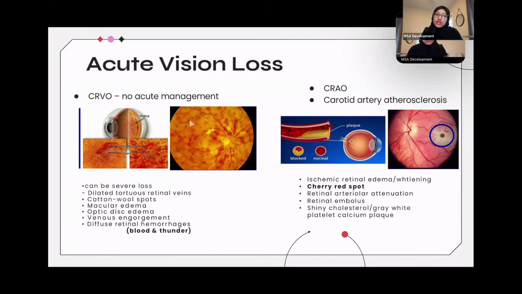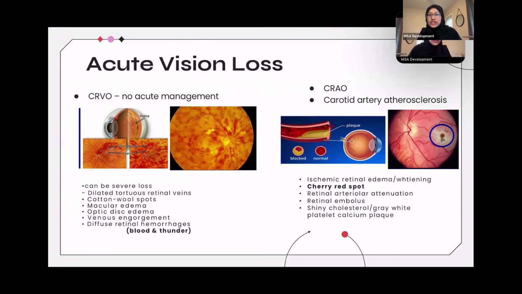And for this, there is no acute management, even though it looks bad. It's not as emergent as it looks, okay? Whereas this one is the opposite. If the artery is occluded, just remember the artery is more important in any case. It can be blocked by atherosclerosis, plaques that can travel to the artery and block it, just like in a heart attack. So remember, arteries are very much more important.